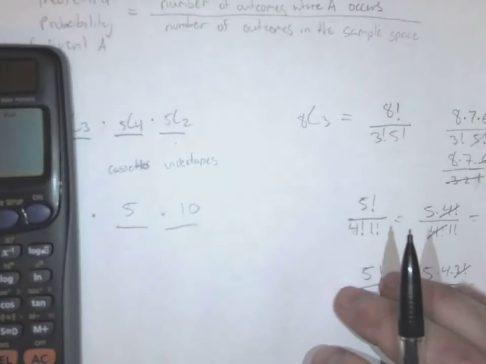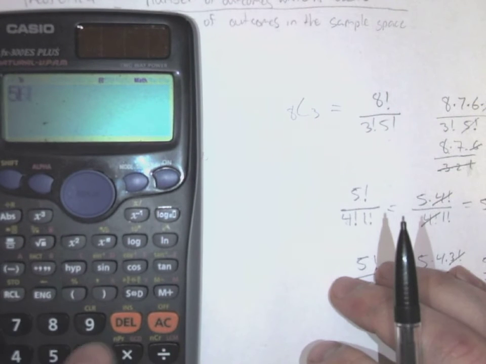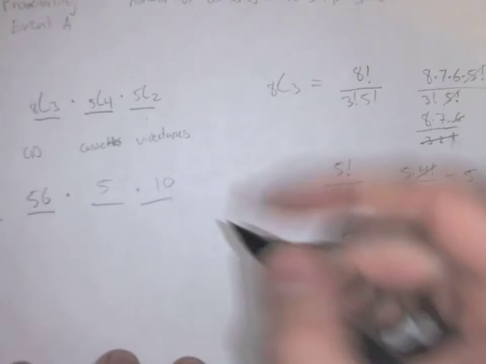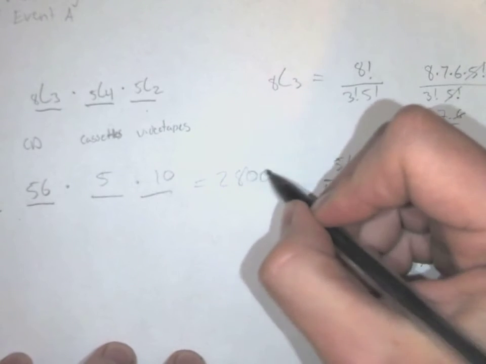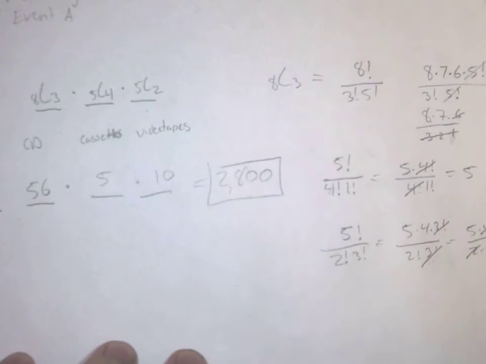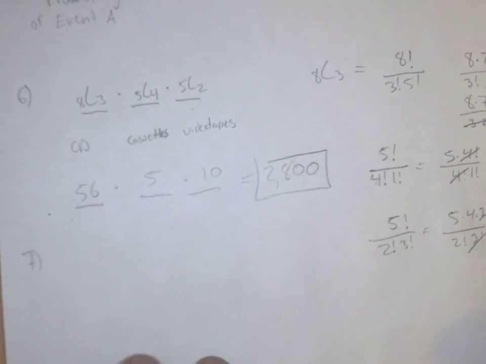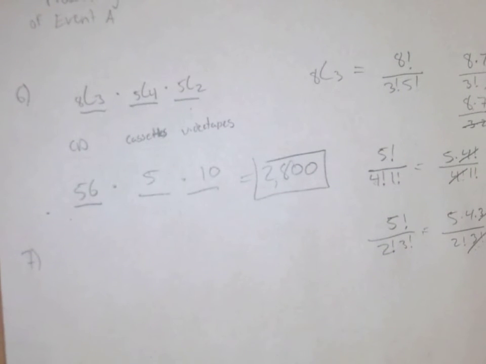Okay, so now we're going to do 56 times 5 times 10. All right, so 2,800 ways for that to happen. All right, cool, so that's number 6. Let's take a look at number 7, which is going to be similar, but it's going to talk about probabilities.